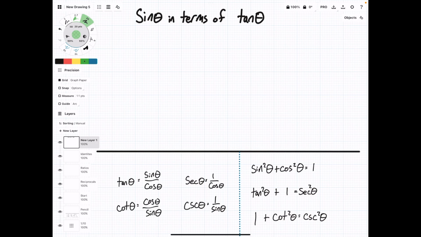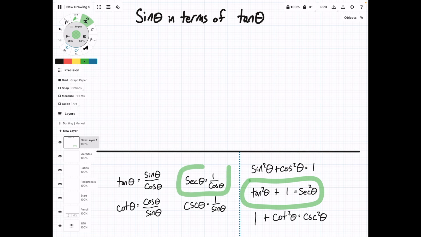Now we're going to find sine theta in terms of tangent theta. This one's probably one of the more difficult conversions that we need to do, and that's because we need 3 of the identities from the bottom to do this. To start off, we need tangent squared theta plus 1 equals secant squared theta. And then we need to use this ratio to go from secant to cosine. And finally, we need this identity to go from cosine to sine. So let's see how this looks.